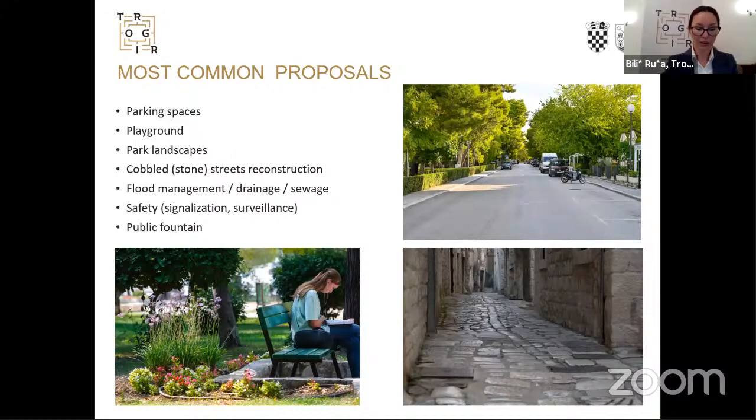Citizens of the Old Town Core have about 20,000 euros per year at their disposal, and the most common proposals are problems with parking places, arranging city parks, reconstruction of the cobbled streets, frequent flooding in the Old Town Core, supervision, safety, and setting up a public fountain on the waterfront. Those are the problems that our citizens see as the most important to them, and our job is to realize their proposals for the next year.